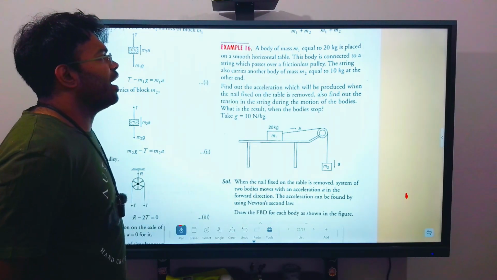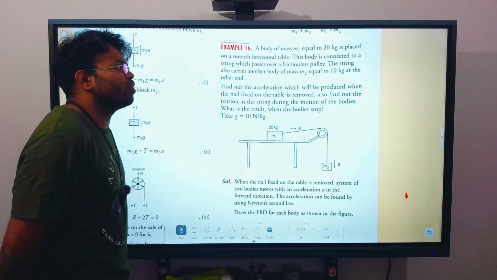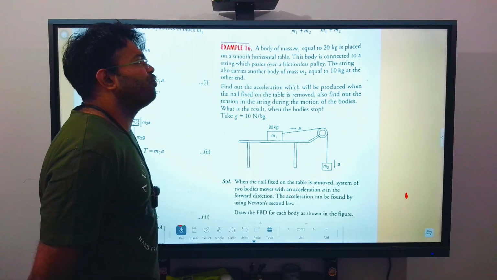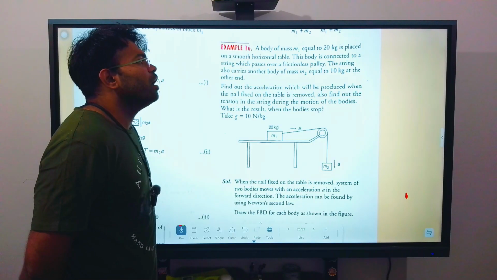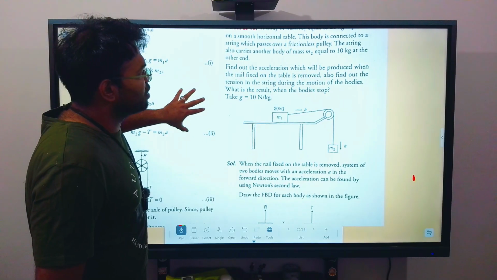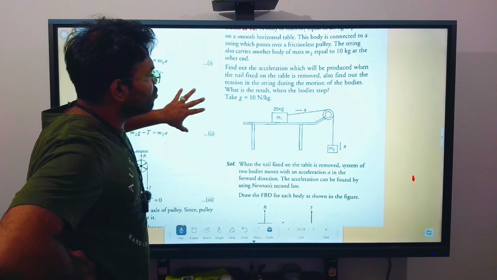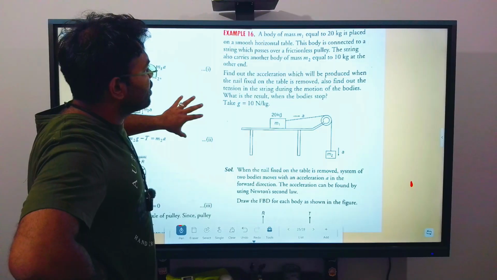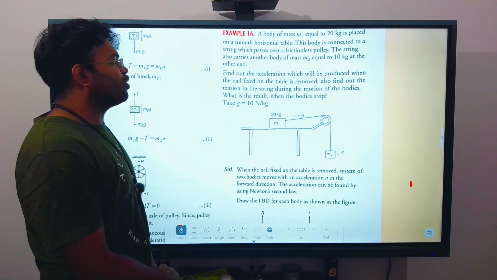A body of mass m1 equal to 20 kg is placed on a smooth horizontal table. This body is connected to a string which passes over a frictionless pulley. The string also carries another body of mass m2 equal to 10 kgs at the other end. Find out the acceleration which will be produced when the nail fixed on the table is removed. Okay, there was a nail there that was holding this all together. When the nail is removed, also find the tension in the string during the motion of the body.